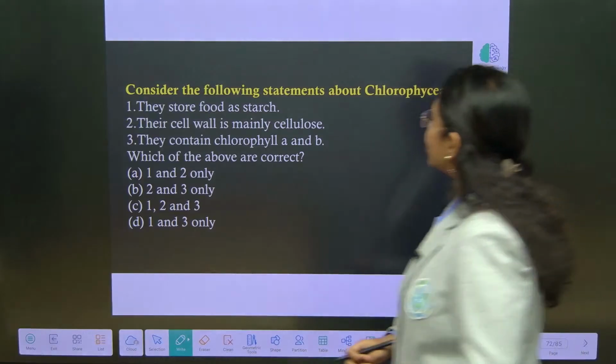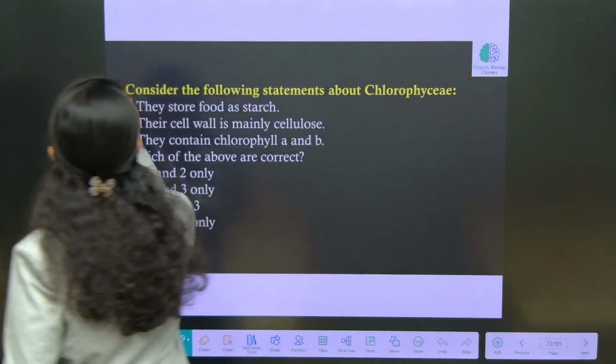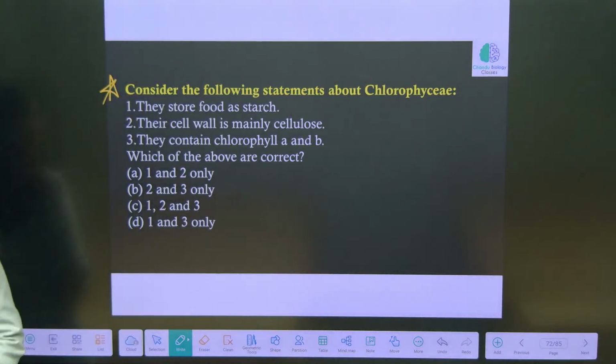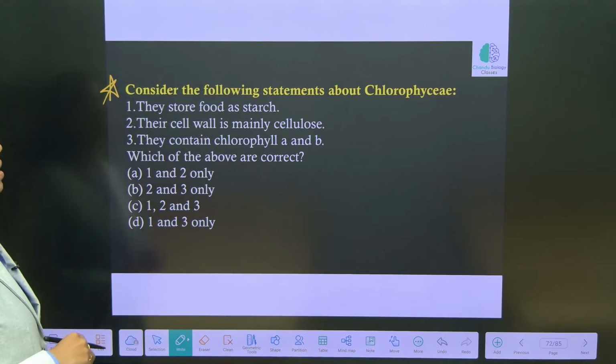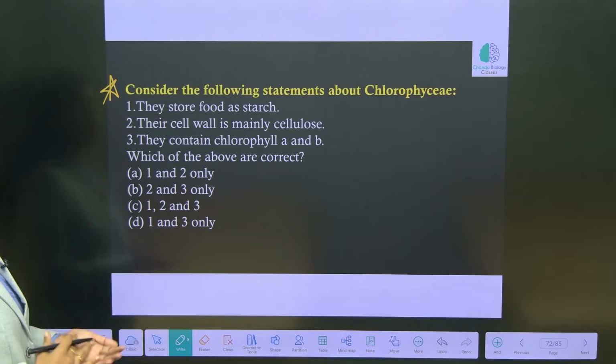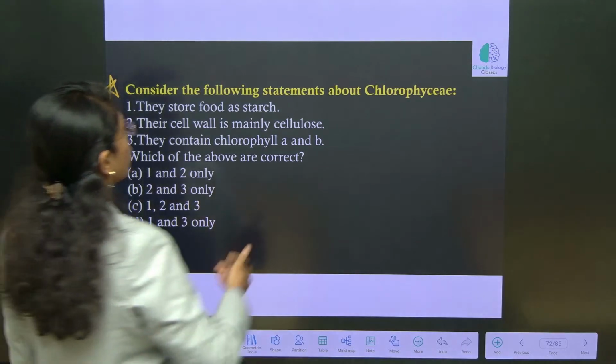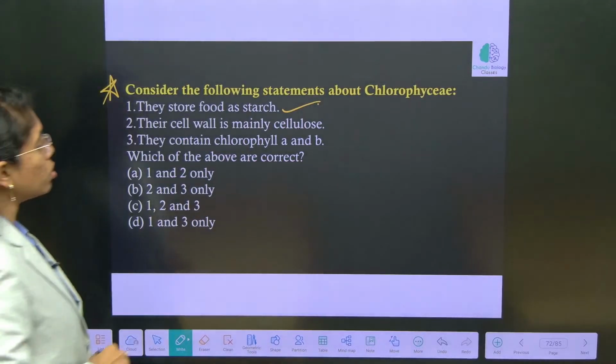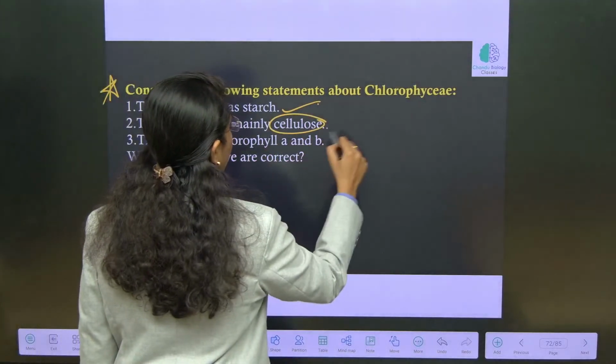Consider the following statements about Chlorophyceae. Statement based question, important one. They store food as starch. True. Their cell wall mainly consists of cellulose. Correct. They have cellulose and pectin.